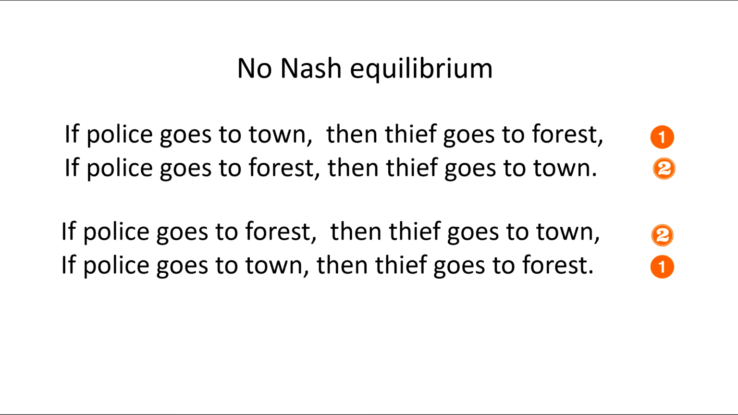You can see that if police goes to town, then thief goes to the forest. And if police goes to the forest, then thief goes to town. So you cannot find each other here. And then you may think, then thief goes to the forest, and then the police goes to the forest, and then thief goes to town. So you cannot match the ration functions.